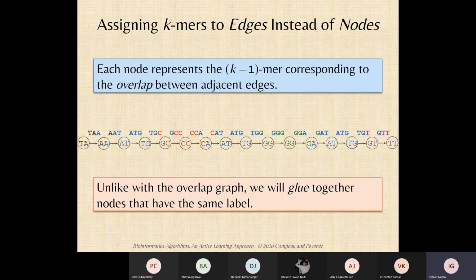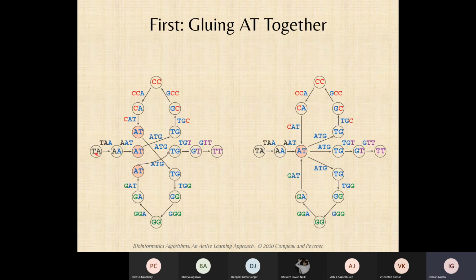But here, because that was the overlap, right? So overlap was represented by the edge. But here the node itself represents the overlap. So you get the added bonus of doing this representation that you can actually simplify this graph into a smaller graph. So how does it look like? So all the nodes which are similar, they can be glued together.